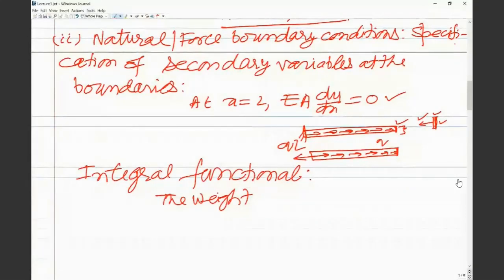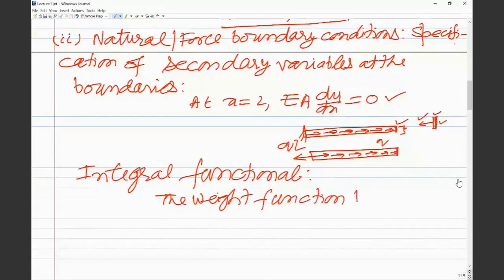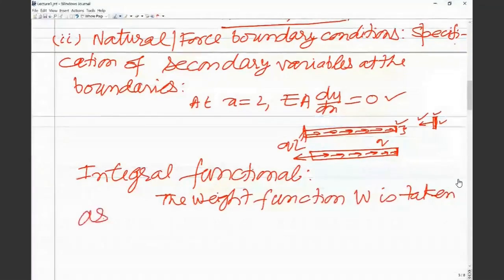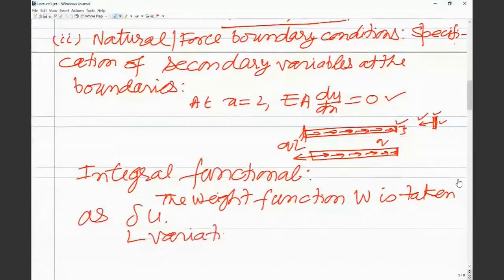Sorry for the disturbance in between. Now I'm talking about the integral functional. I said that the weight function W is taken as delta u. And what is this delta? This is actually a variation symbol. So that means we are taking here W as delta u.